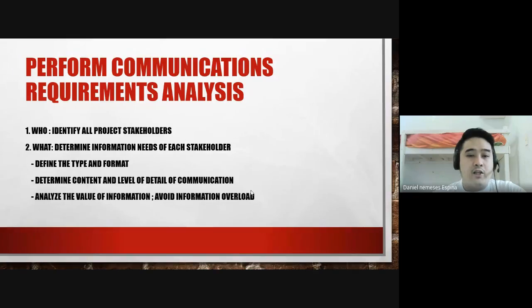Then analyze the value of information. Not all information is relevant to each stakeholder, so you have to identify what information you should give to them. Avoid information overload. Only communicate the information that you think is relevant to their decision making.